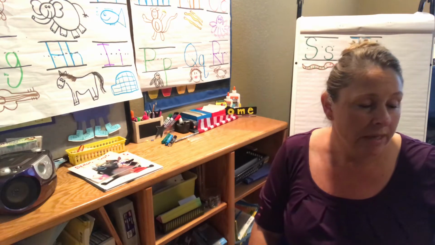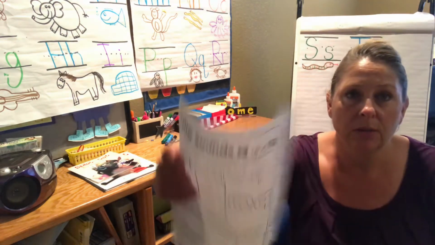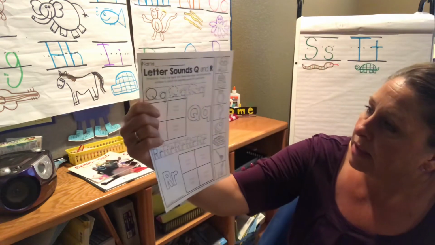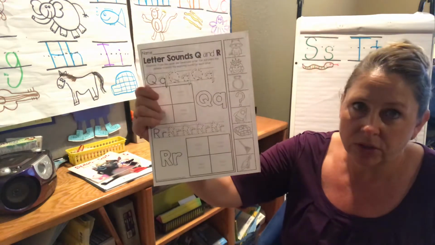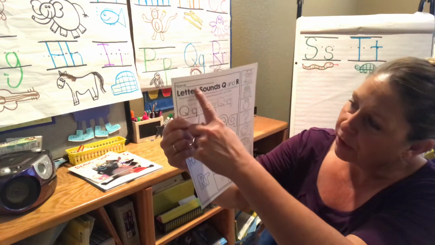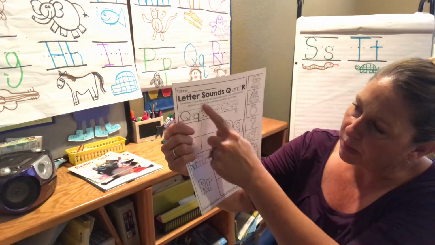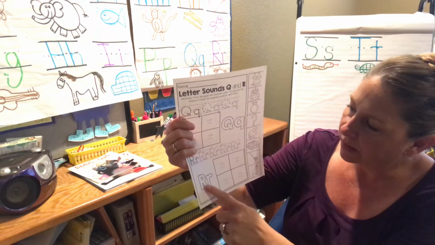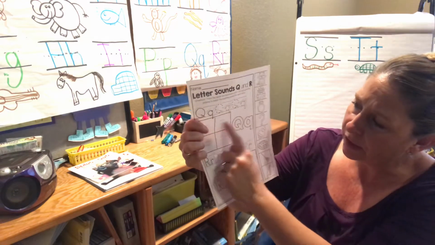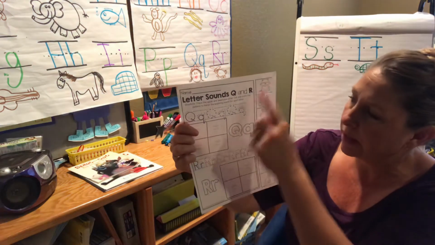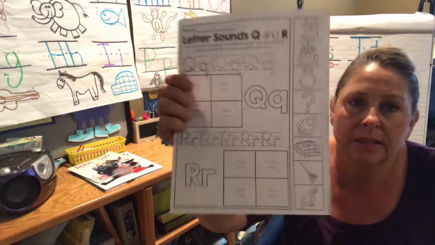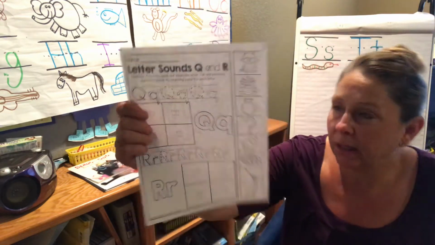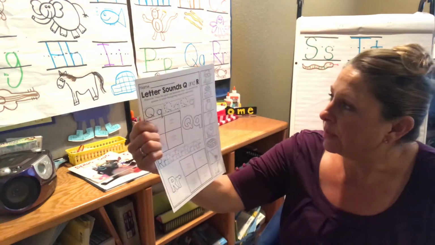So today you're going to do those review pages. So here is the Q and R page. Let's look at these pictures and decide whether they start with Q or R. Remember, you're going to write your name and trace the letters. Remember, the letters start at the top and go around. We're going to color the Q and the R. And then we'll take our glue stick and cover this with glue, and then we'll cut and paste these ideas to match those letter sounds, just like we've been doing in our first 5 weeks of school.